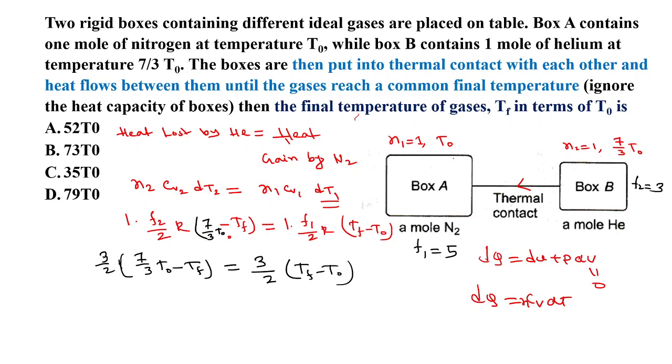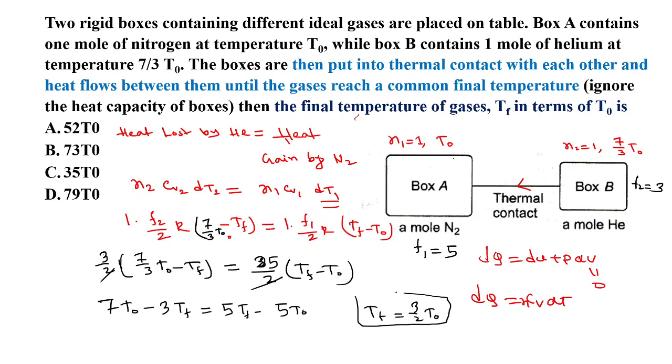I made some mistake somewhere. F2 will be 3 and F1 will be 5, because the degrees of freedom for nitrogen is 5. So the 2 and 2 will cancel. If I solve it, it will be 7 T0 minus 3 TF equals 5 TF minus 5 T0. That means if I solve it, TF will be 3 by 2 times T0. That will be the answer.